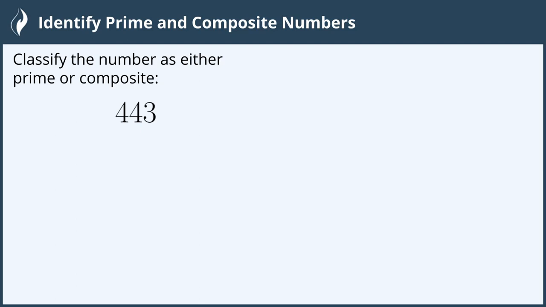Hi everyone! In this video, we will identify prime and composite numbers. Classify the number as either prime or composite. A prime number means that it is only divisible by itself and 1. So we will test divisibility for all of the small prime numbers, starting with the number 2.